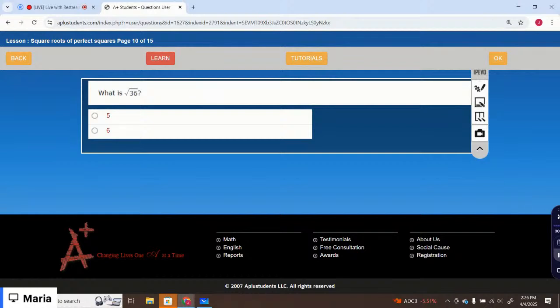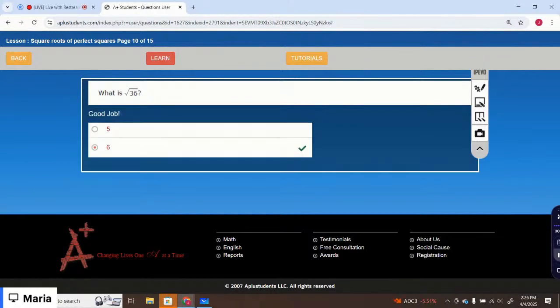What is the square root of 36? The square root of 36 equals 6. Option number 2 is the correct option because 6 times 6 makes 36.